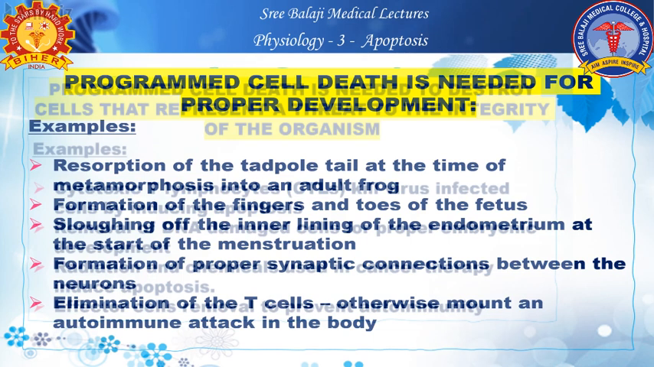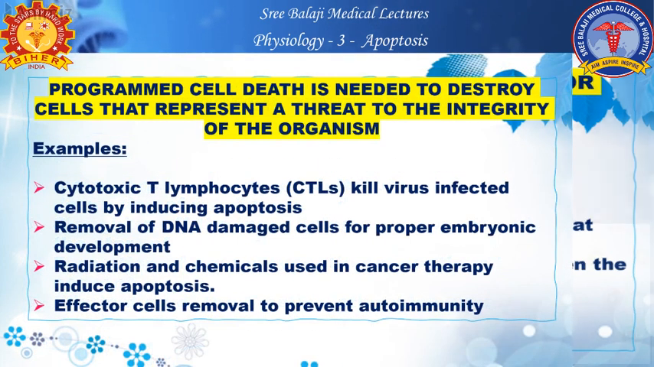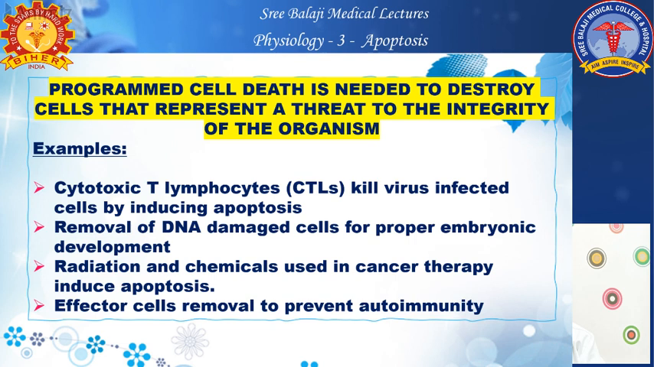Apart from that, programmed death is also needed to destroy cells that represent a threat to the integrity of an organism. For example, cytotoxic T cells are appointed to kill virally infected cells, thus inducing apoptosis. Other examples are removal of DNA damaged cells for proper embryonic development, radiation and chemicals used in cancer therapy inducing apoptosis, and effector cell removal to prevent autoimmunity.